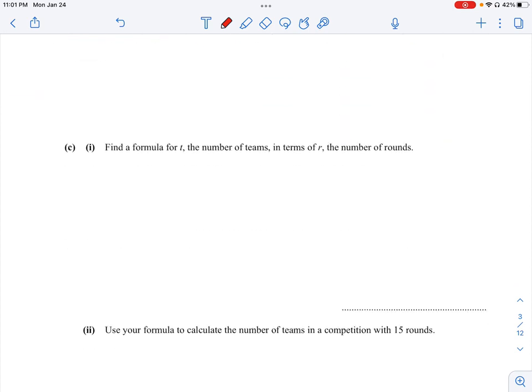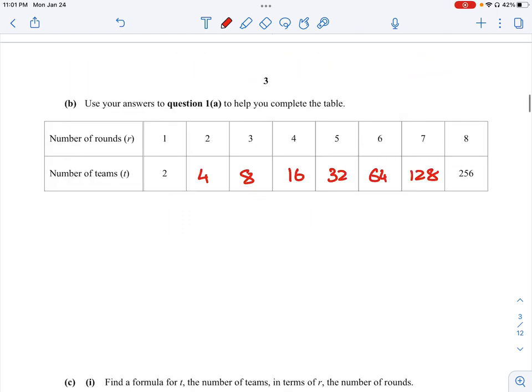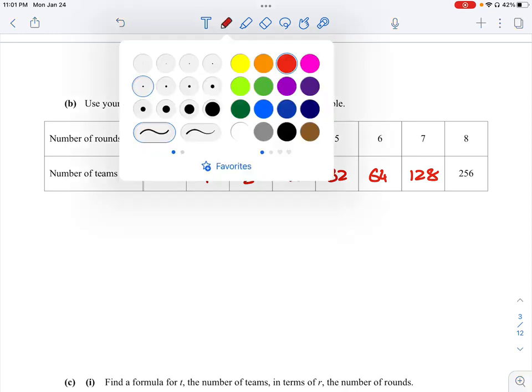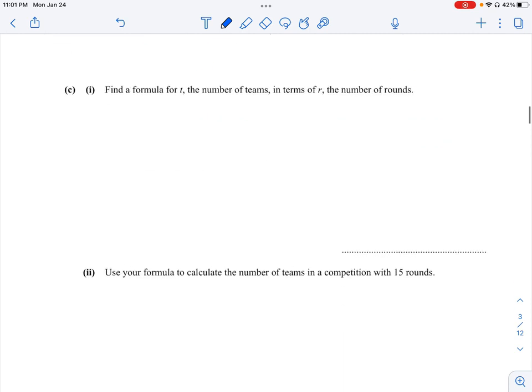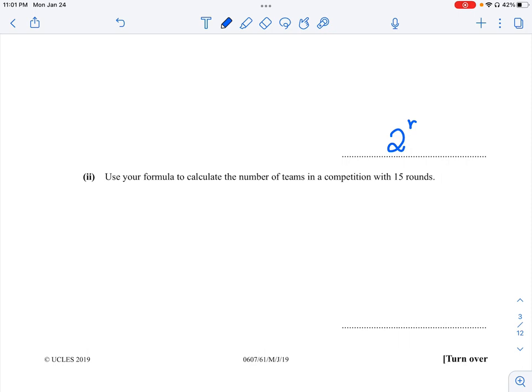Find the formula for T, the number of teams, in terms of R, the number of rounds. So just now we have discussed it is 2 power 2, so it's going to be 2 power R. Use your formula to calculate the number of teams in the competition with 15 rounds. It's going to be 2 power 15, which is nothing but what? 32,768.